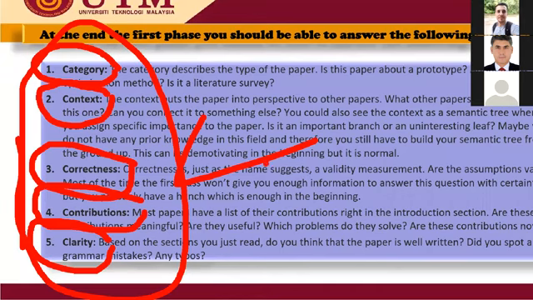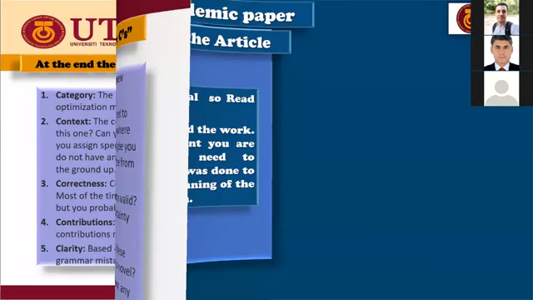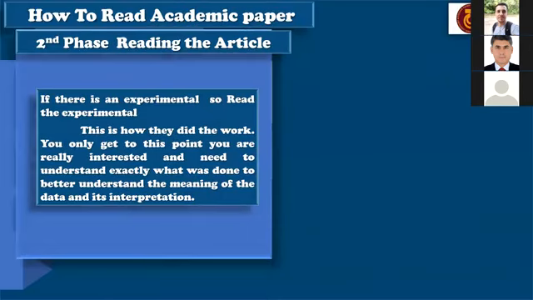If you succeed in the first phase and see that this paper is suitable for you and near your field, and you are interested in it, then come to the second phase. The second phase is reading the article. If it is an experimental paper, read the experimental section. This is how they did the work.